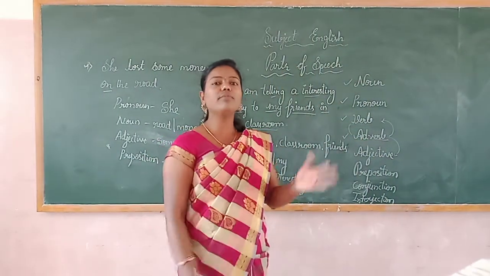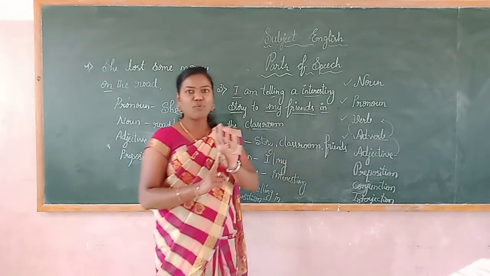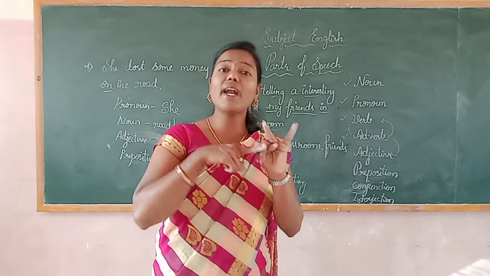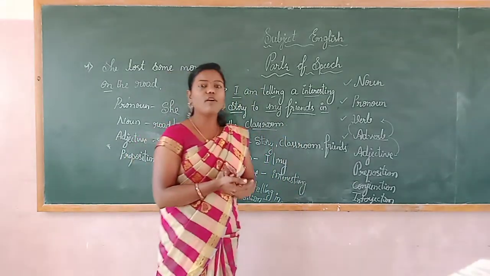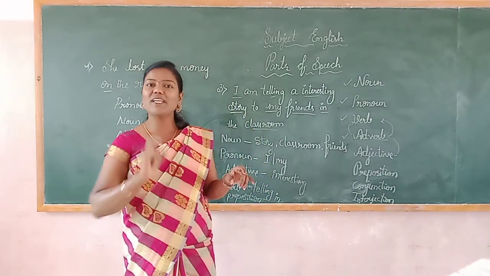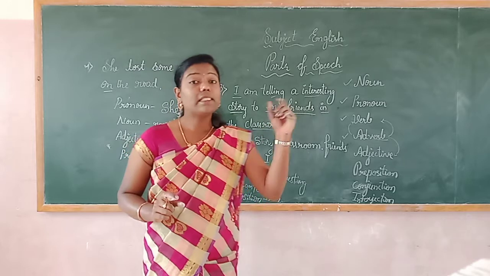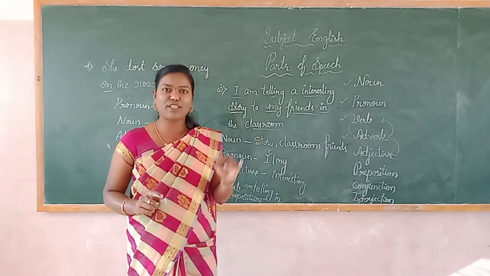What is adverb? Adverb, that means it modifies the verb, another adverb and adjective. It is called as adverb. Okay. For example, I am singing melodiously. Melodiously is the adverb. Sings, it is the verb. Verb, that means it is an action verb.